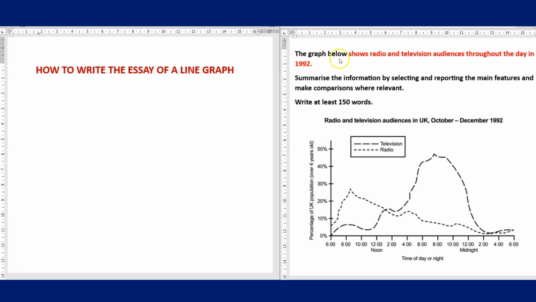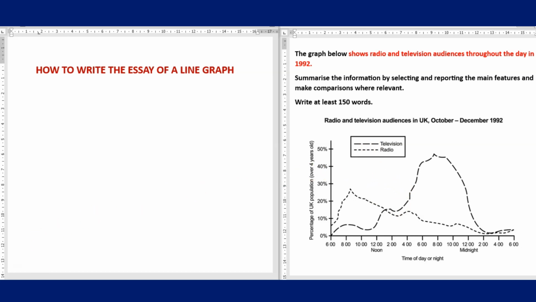The line graph below shows radio and television audiences throughout the day in 1992, and you should summarize the information by selecting and reporting the main features and make comparisons where relevant. We have been told to write at least 150 words. So this is our line graph, which is showing us the radio and television audiences throughout the day in 1992. So we've been asked to write on this particular graph. So let's go on with it.